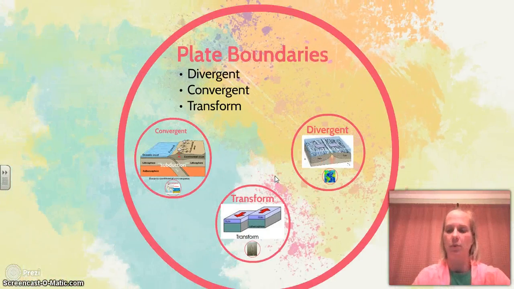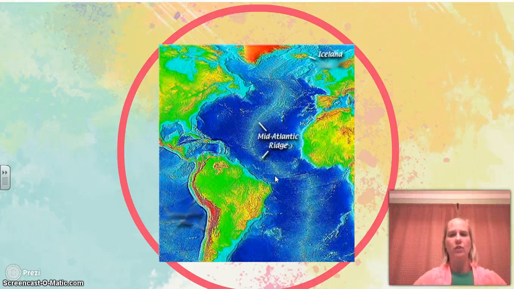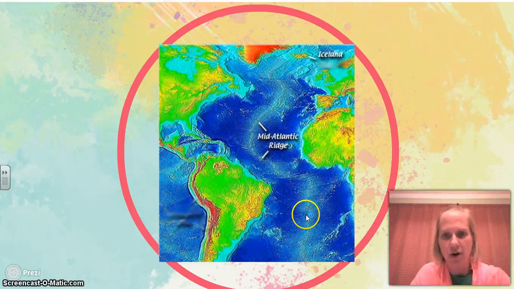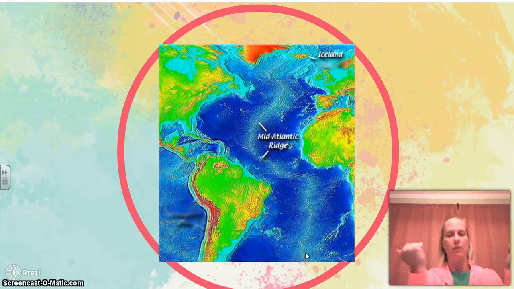And a prime example of this is something called the Mid-Atlantic Ridge, which is this area right here down the center of the Atlantic Ocean. Kind of looks like stitches. But right there, that's a place of diverging boundary, so it's moving apart.